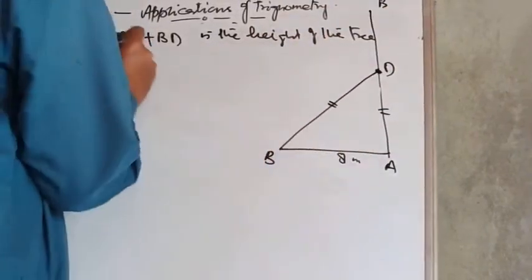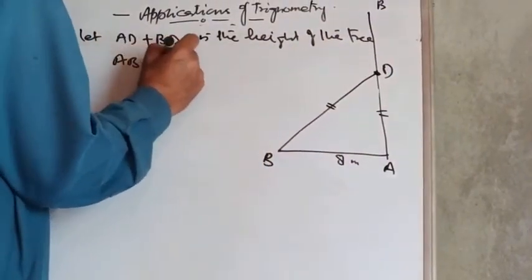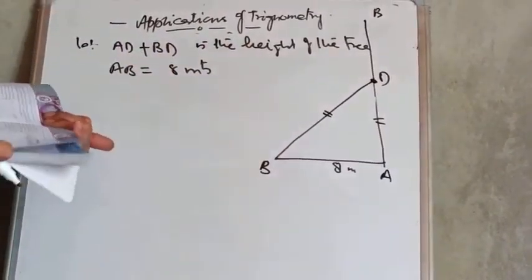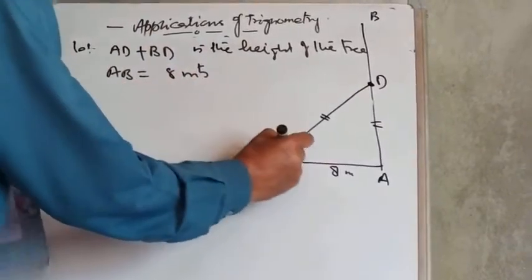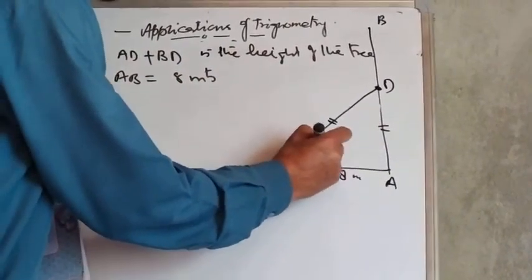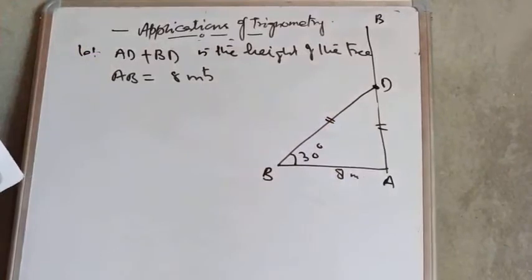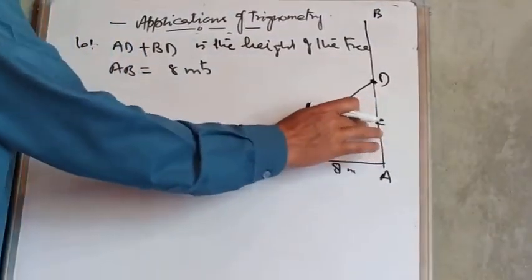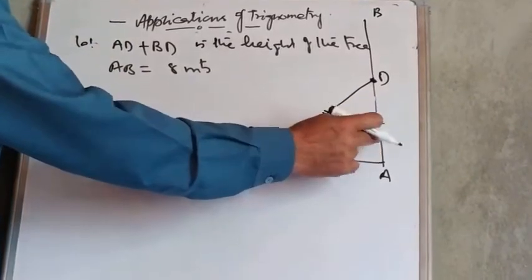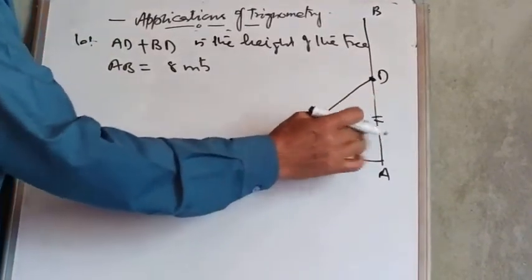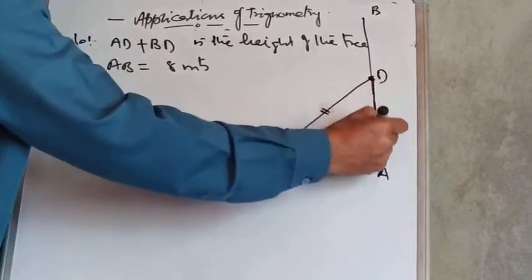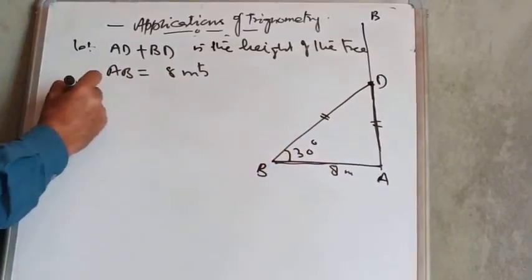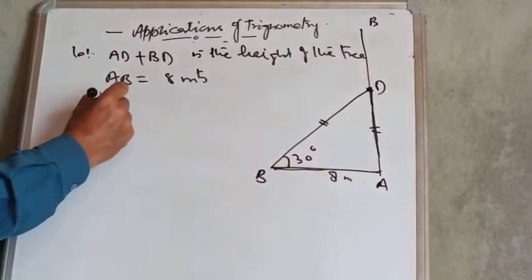Now this AB is given. AB is equal to 8 meters, away from the foot of the tree. And the angle the broken part makes with the ground is 30 degrees. Now we shall involve those two sides of the triangle in which one is given and one is to be determined. We need this AD, the perpendicular, and the base is given. Base is 8.